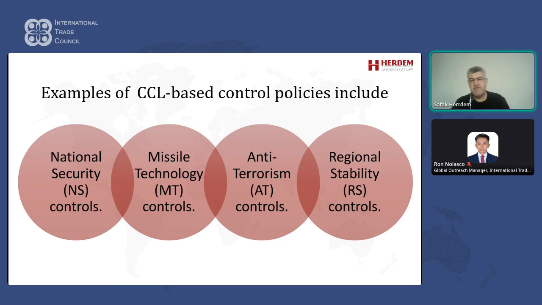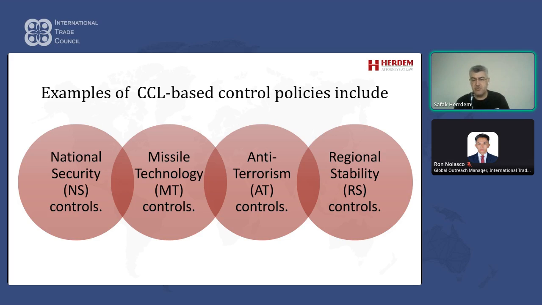There are several different types of control policies that can apply to the items on the CCL, depending on the nature of the item and its intended use. These control policies are based on various national security and foreign policy and the other considerations. Just to give you an example of the policies that may apply to the items on the CCL, it's national security controls, missile technology controls, anti-terrorism, and the regional stability. The national security controls designated to protect U.S. national security interests, and the missile technology controls designated to prevent the proliferation of missiles and the related technologies.